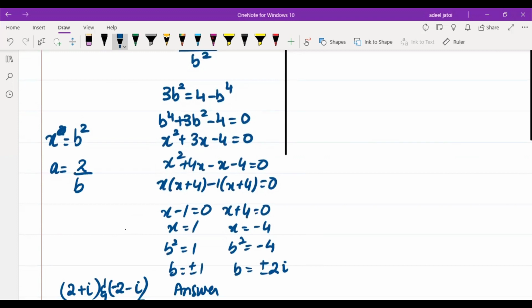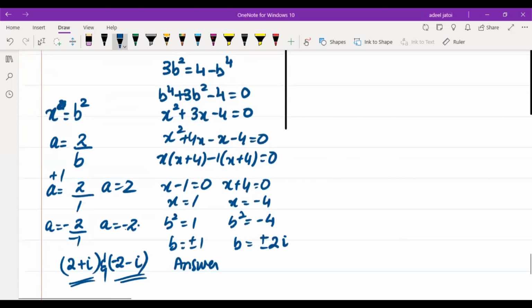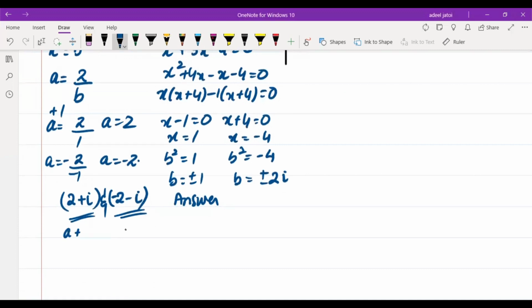So since a is equal to 2 upon b, if we take plus 1, this should be 2 upon 1. So a becomes 2. If a is equal to 2 upon negative 1, a becomes negative 2. And the question was a plus iota b. So we got to know that if plus 1 is used, then we got plus 2, and that becomes the first root. If we have minus 1, we will be getting minus 2, so this becomes the second root.